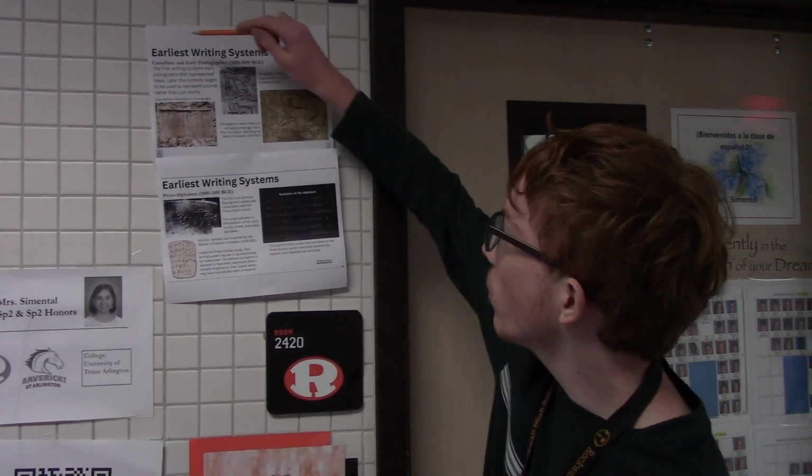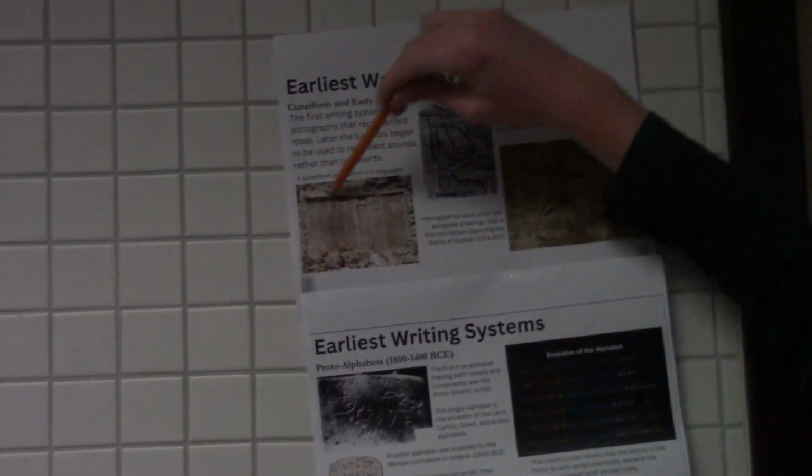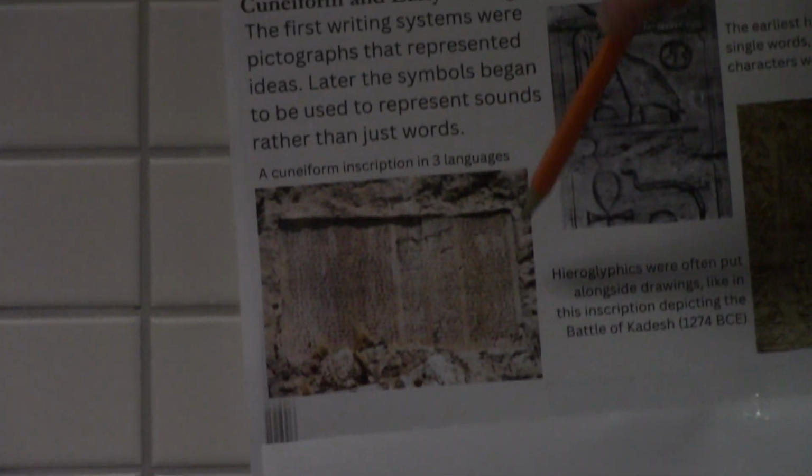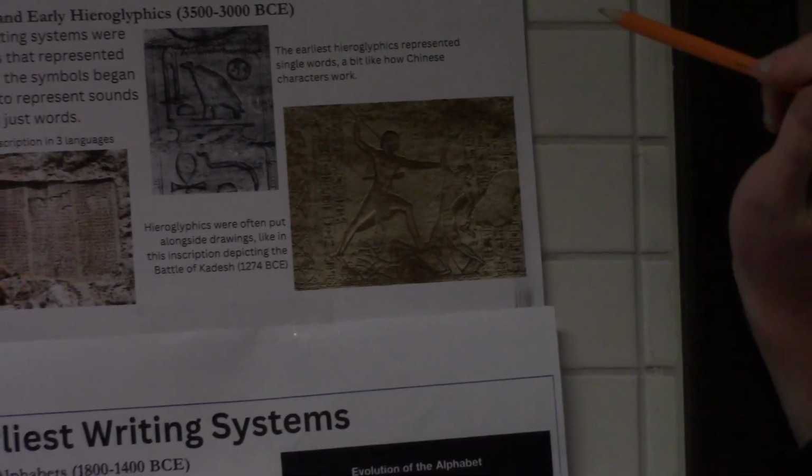Alright, my era is the earliest writing system. Now, the first writing system was developed in Mesopotamia, and it was called cuneiform, which is this. And if you look closely, it has a distinct triangular shape because that was the shape of the stylus that they used to create it. Another writing system that was used early was Egyptian hieroglyphs, which were often incorporated alongside art.